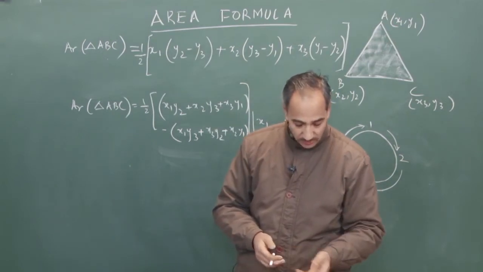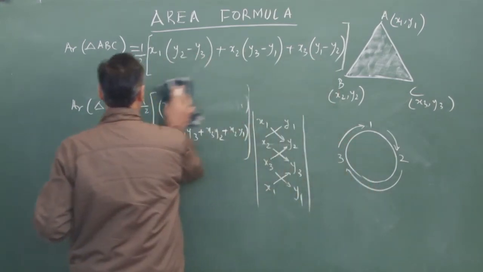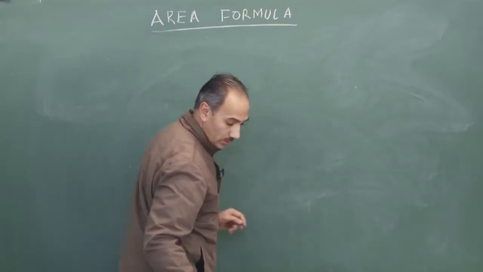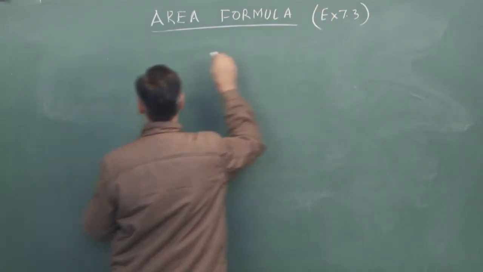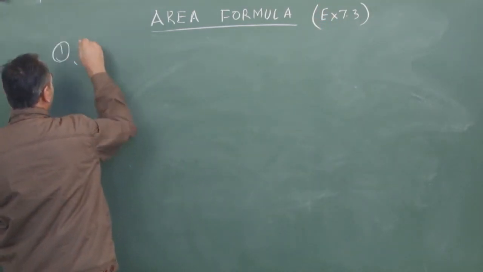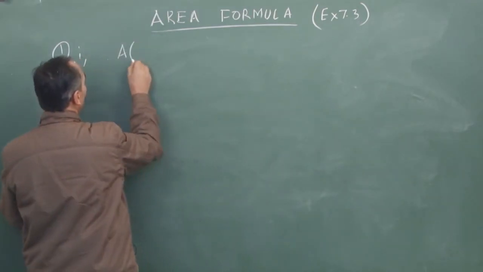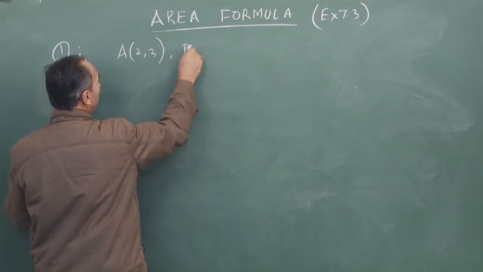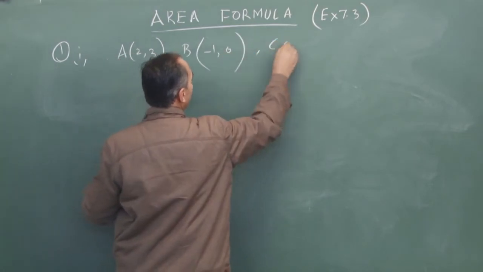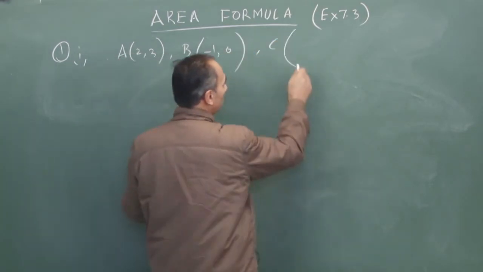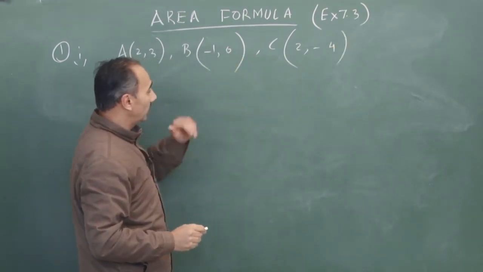We're asked to find area of a triangle whose 3 vertices are given. There are 2 parts. I'll be taking one of the parts. So this is exercise 7.1. Exercise 7.3, question number 1. Let me take part 1. My 3 vertices are given as A 2, 3, B minus 1, 0, and C 2, minus 4. So we are asked to find area of a triangle which is formed by these 3 vertices.